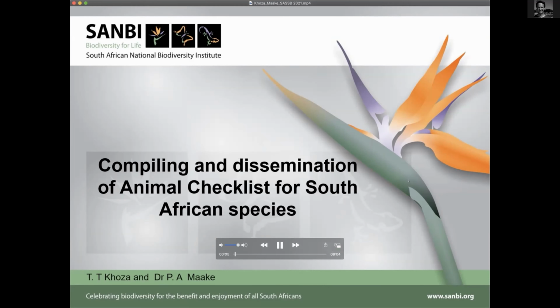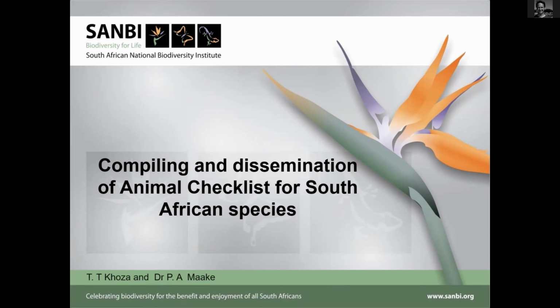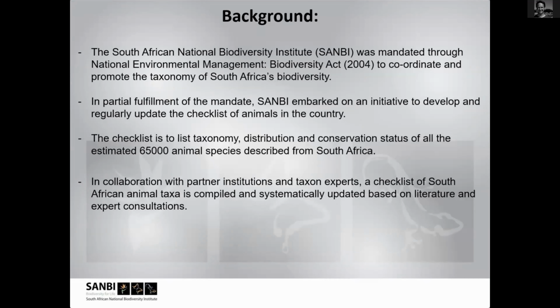Good day. Thank you for this opportunity. Today I'm going to talk about the compilation and dissemination of animal checklists for South African species. Just to give a background, the South African National Biodiversity Institute, SANBI, was mandated through the National Environmental Management: Biodiversity Act, which was approved in 2004, to coordinate and promote the taxonomy of South Africa's biodiversity. In partial fulfillment of the mandate, SANBI embarked on an initiative to develop and update checklists of animal species of the country.